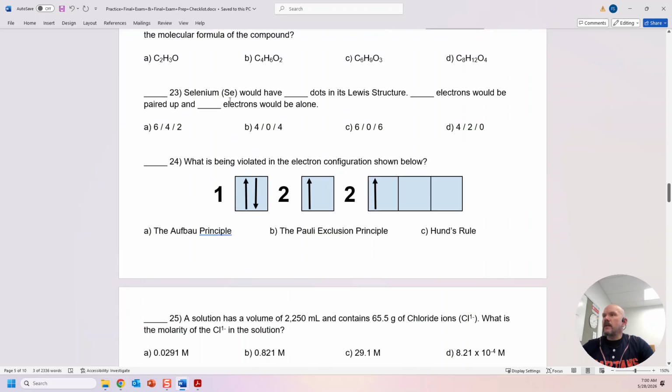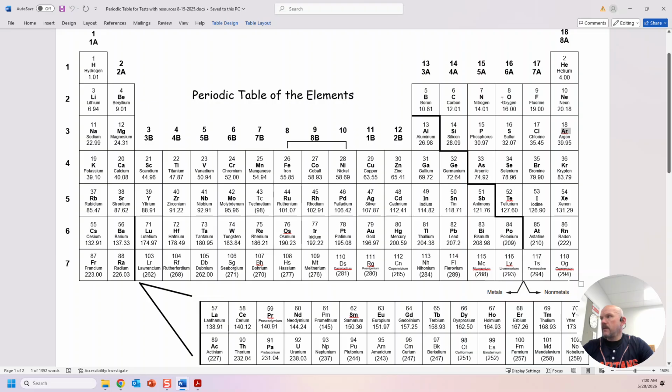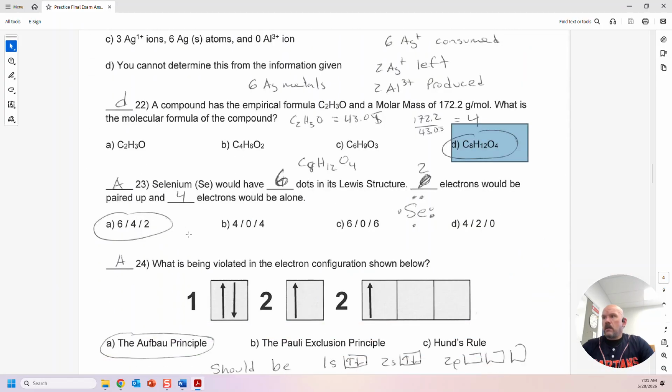All right, so in the next one, it says selenium. Okay, so let's find it on the periodic table. It's here. Okay, so 6A, it has a total of 34 electrons when it's neutral, and it has 6 valence electrons. So in a dot structure, it would have 6 dots, because remember those represent the valence electrons.